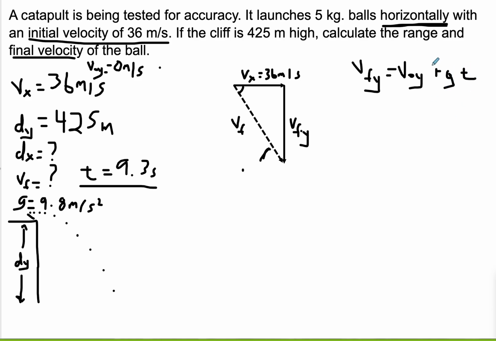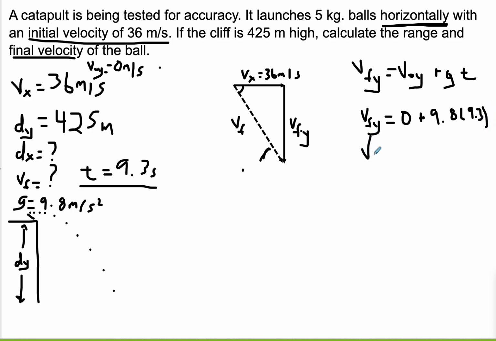Now, remember, we weren't given time, but we already calculated it. That's why I said the very first thing you should always do in these problems is find the time. So Vfy is going to equal 0. That's the Wile E. Coyote moment. Just runs out, hasn't started falling yet. Plus gravity, which is 9.8, times our time, which is 9.3.